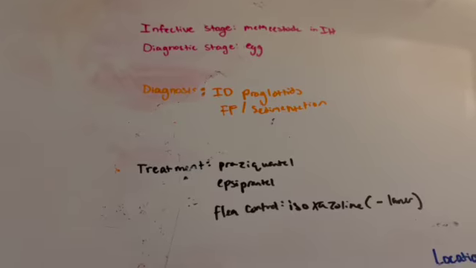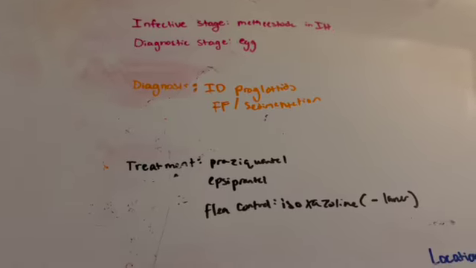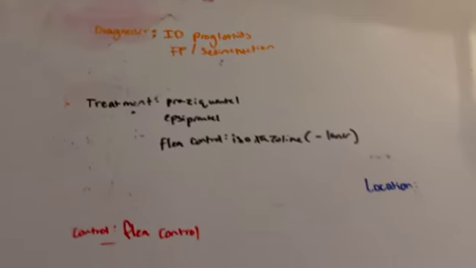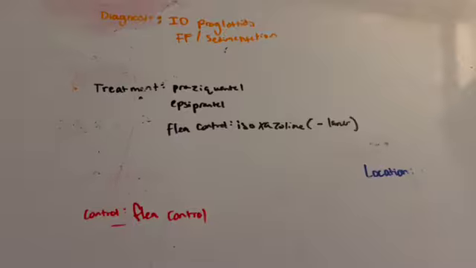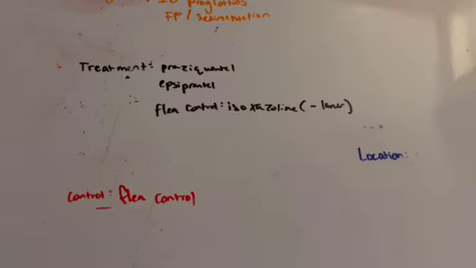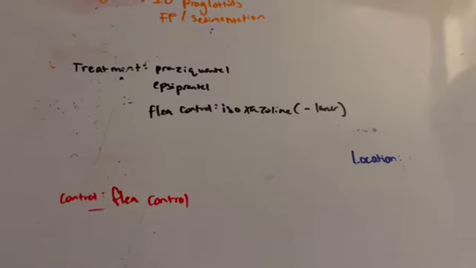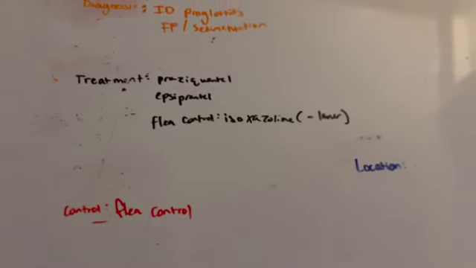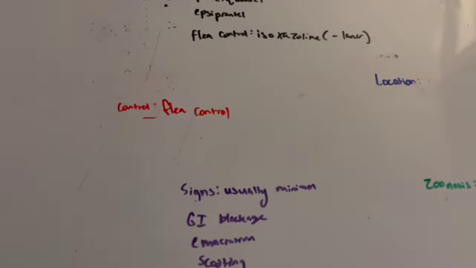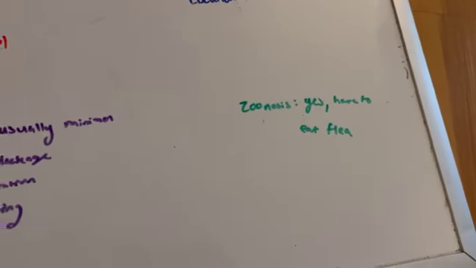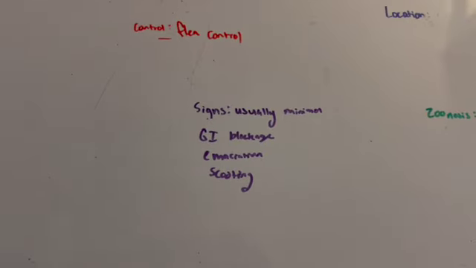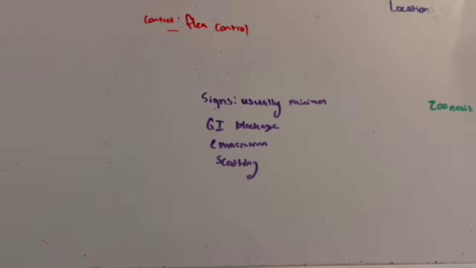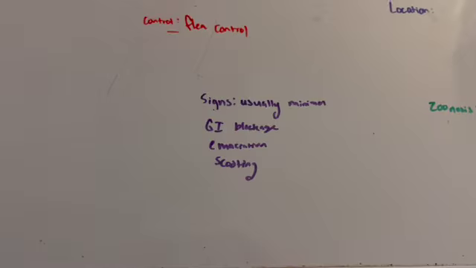Diagnosis can be ID the proglottids and do a fecal float or sedimentation. Treatment is going to be praziquantel and epsiprantel, but it's also important to do flea control with this one. So that class is going to be isoxazoline, which I'll end with laner for our flea control. Of course, flea control. It is zoonotic. We can only get it by eating the flea. Signs are usually minimal, can cause GI blockage and some emaciation, and then scooting when it comes out of the rear.